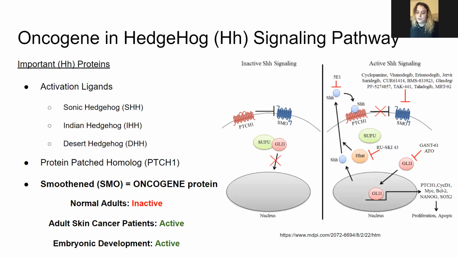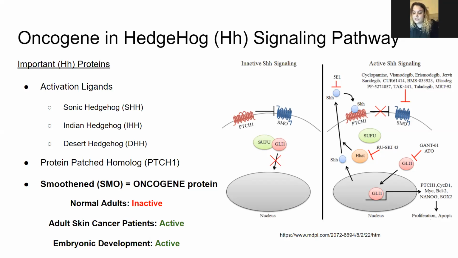Sonagib targets smooth-end, a protein in the hedgehog signaling pathway, coded for by an oncogene. In normal adults, the oncogene is completely inactive, blocking the hedgehog pathway, while adults with skin cancer show expression of activation proteins that signal the pathway. Activation comes from specific hedgehog proteins referred to as ligands. The most studied ligand is the SONIC protein. However, there are 2 other ligands that activate the pathway, known as the Indian and the desert proteins.